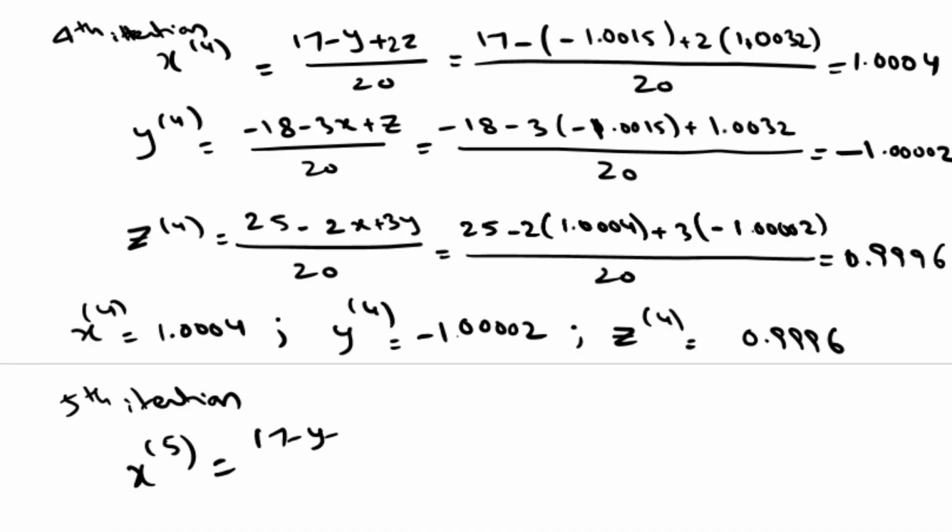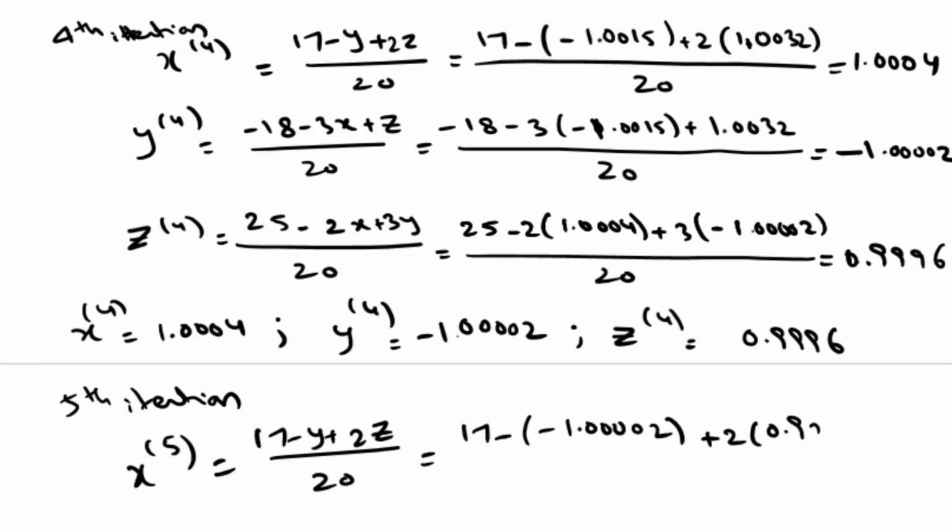(17 - y + 2z)/20, which equals 17 minus y is -1.00402 plus 2 into 0.9996 divided by 20. You can find this value is equal to 0.99.